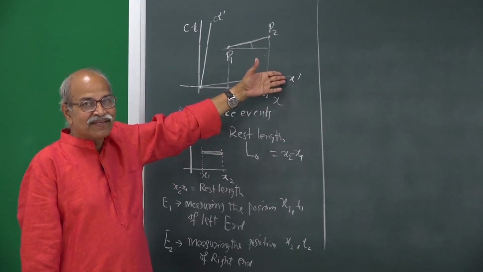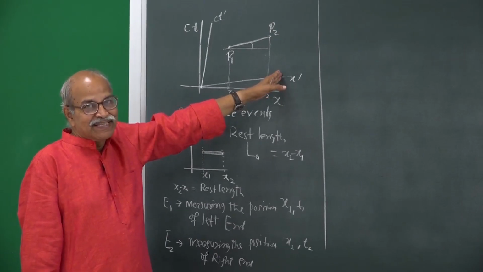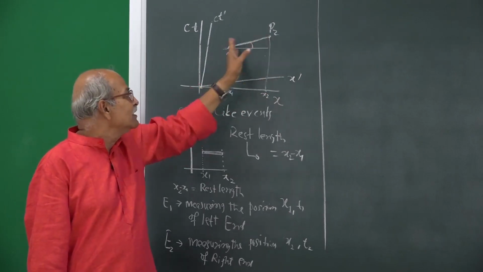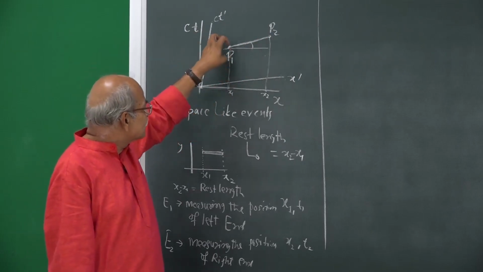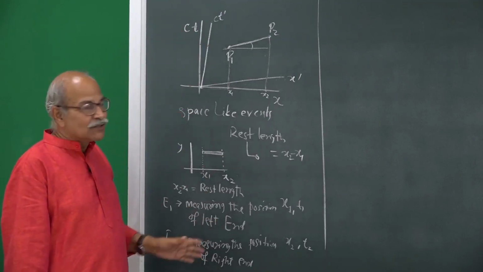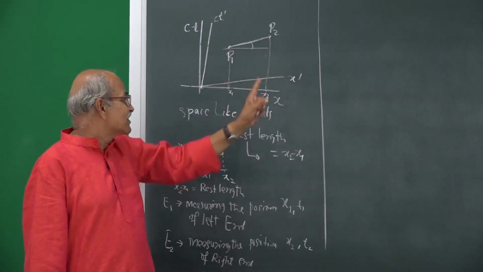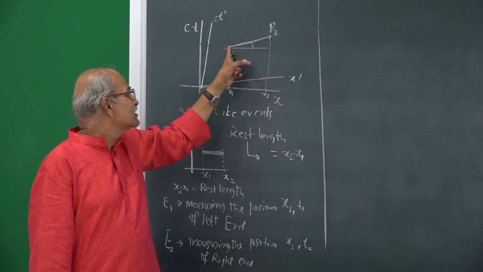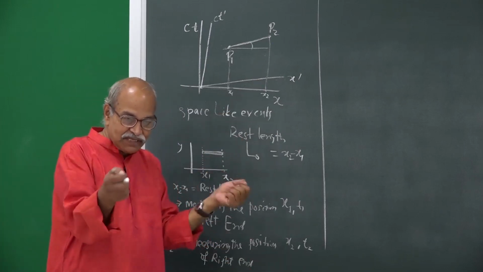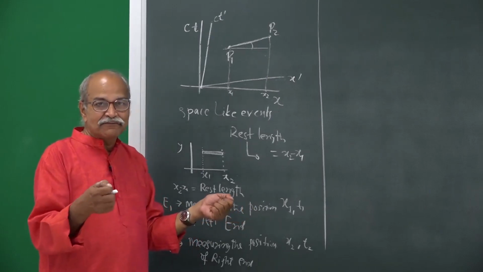So, go to that frame, and in that frame in which the rod is no more at rest, the length is to be measured. So, the positions of the two ends are to be measured at the same instant, simultaneously. So, if this x prime axis is parallel to p1 p2, that is the frame in which these two are measured at the same instant. So, if the rod is moving, but if I am measuring the two positions at the same instant, I am getting the length of the rod in that particular frame.